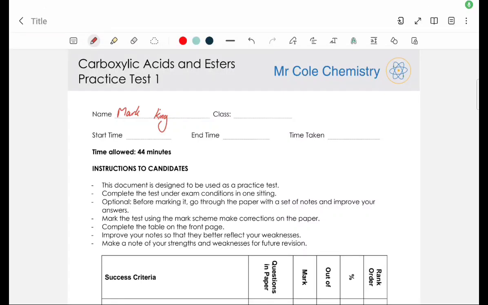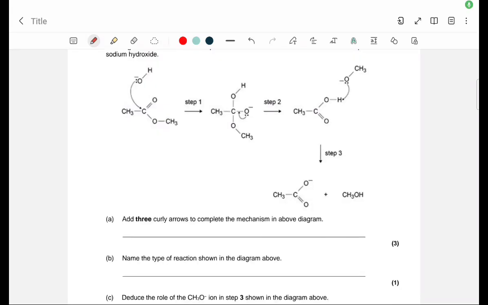Hello and welcome to this mystical chemistry video where I will be going through the carboxylic acids and esters practice test. Straight into question 1a, we are asked to add curly arrows to our mechanism.